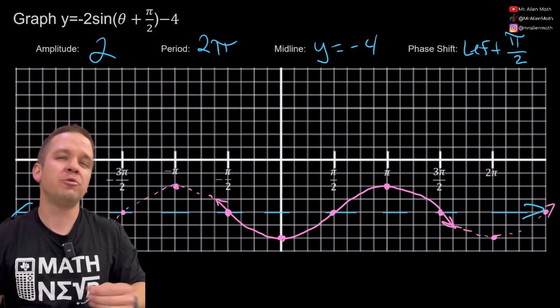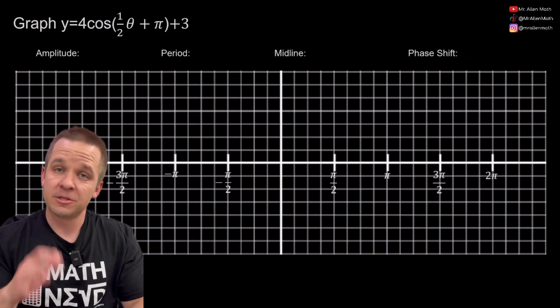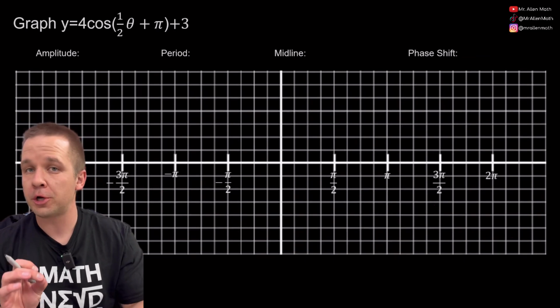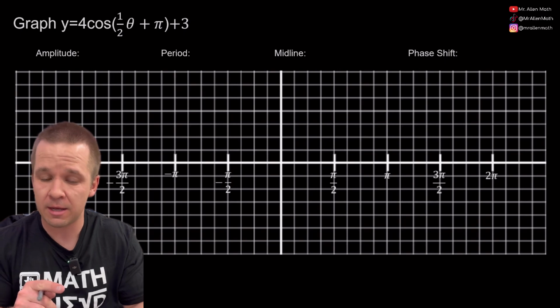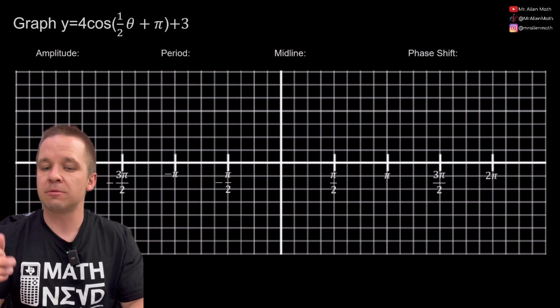Now we'll do another one. We'll do a cosine function for this next example. For this next one, we've got y equals 4 cosine of (1/2 theta plus pi) inside the cosine function, plus 3 on the outside.